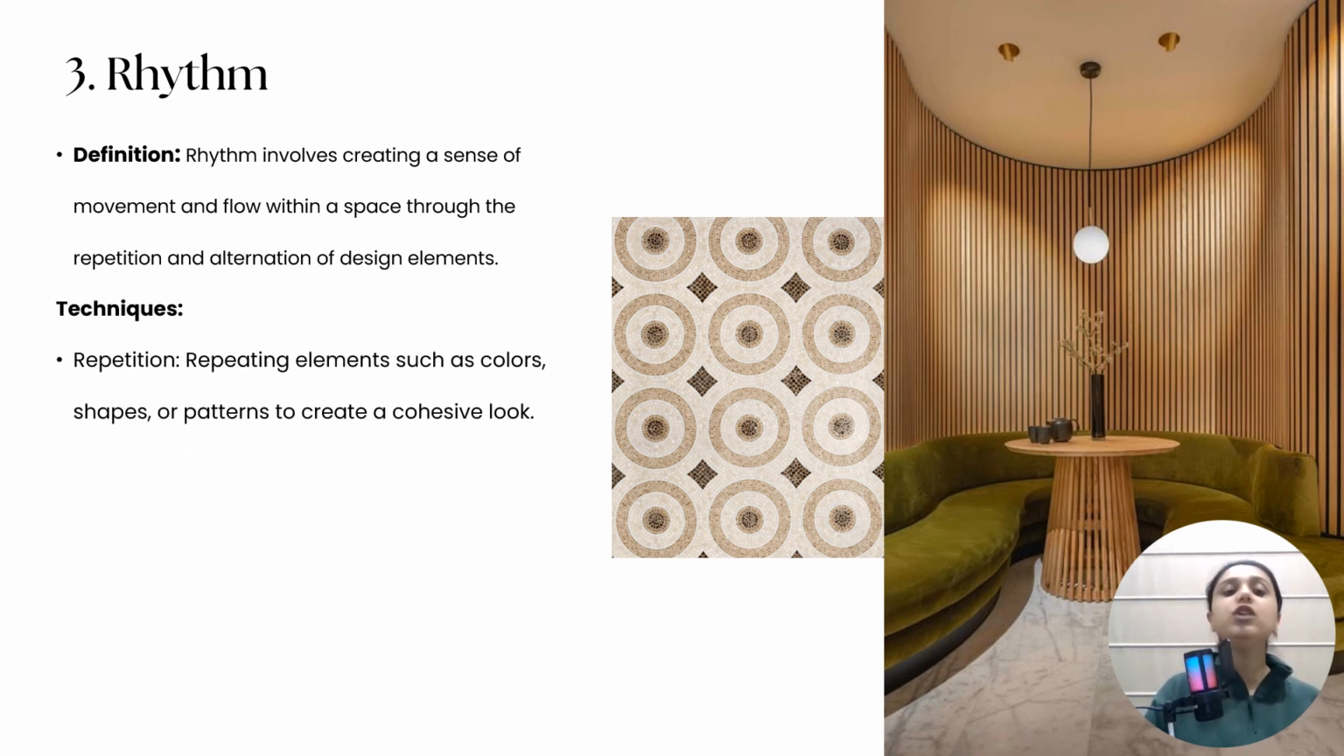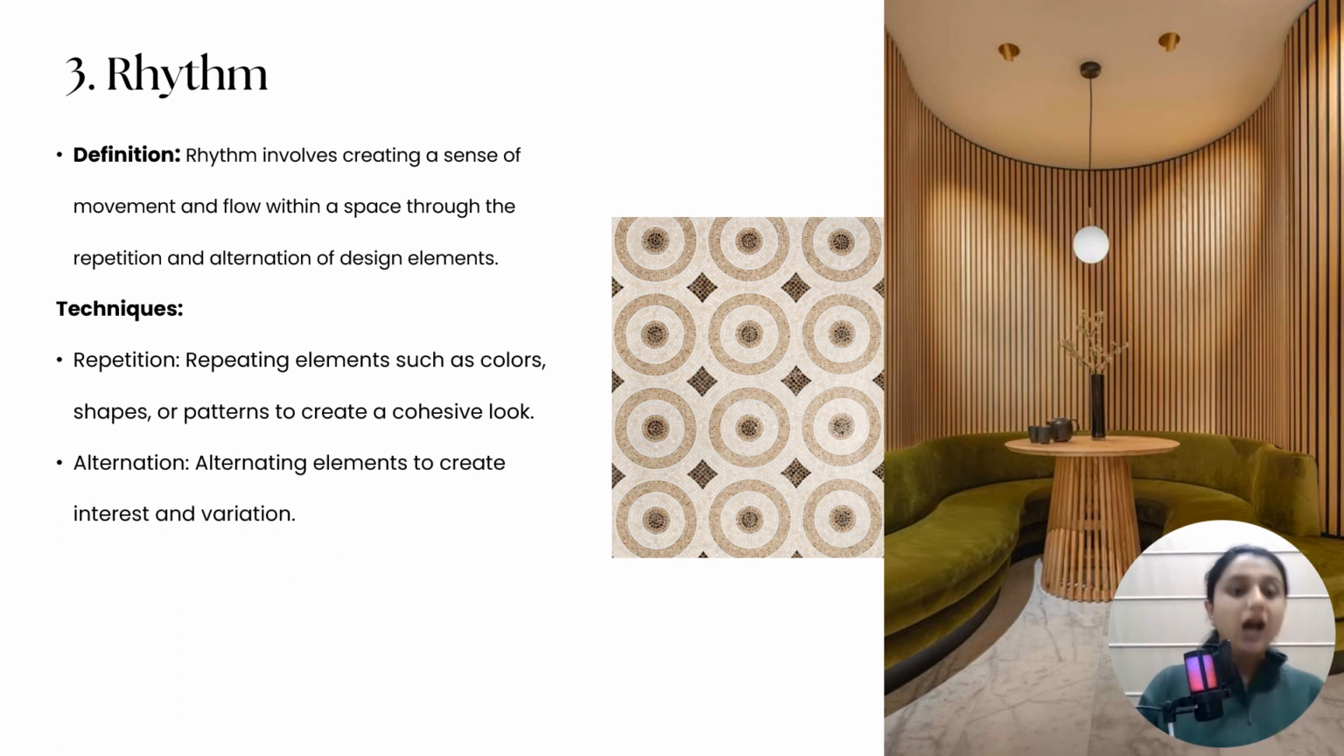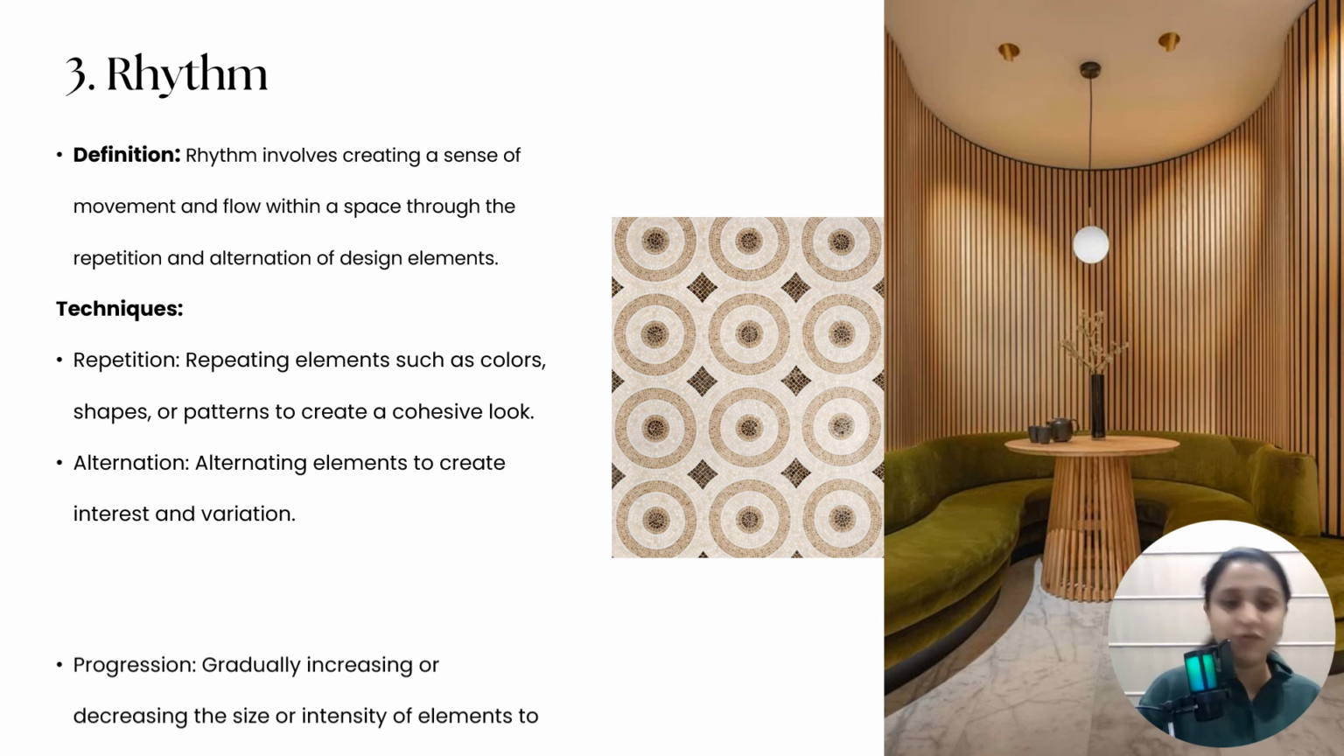Now, how you can use rhythm is either you can use repetition, you can repeat elements such as colors, shapes, patterns to create a cohesive look. Or you can do alteration, which means that there can be one material, then the other, then again. So A, B, A, B, A, B. So you can create an alternation of materials to create that kind of interest and variation.